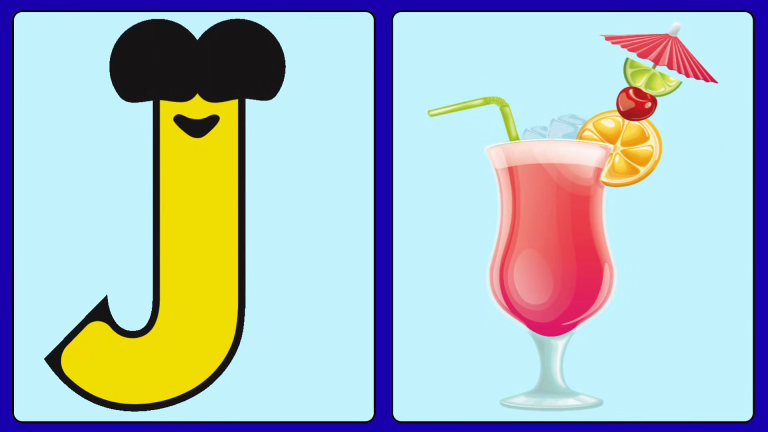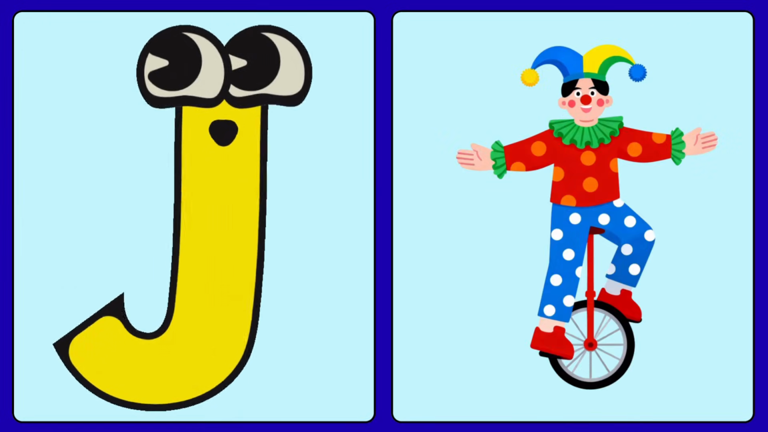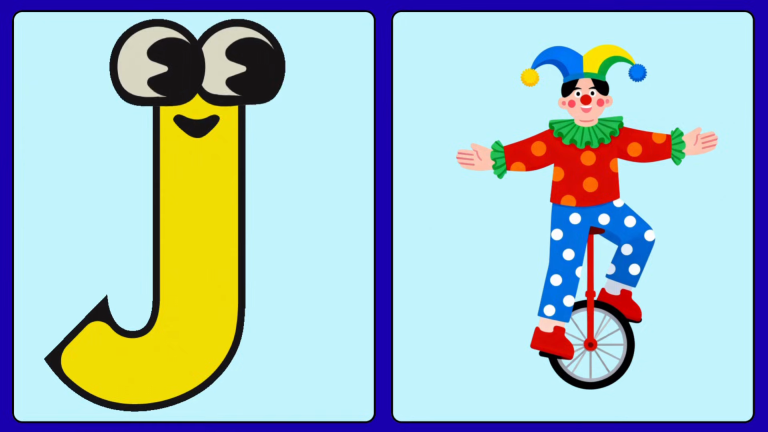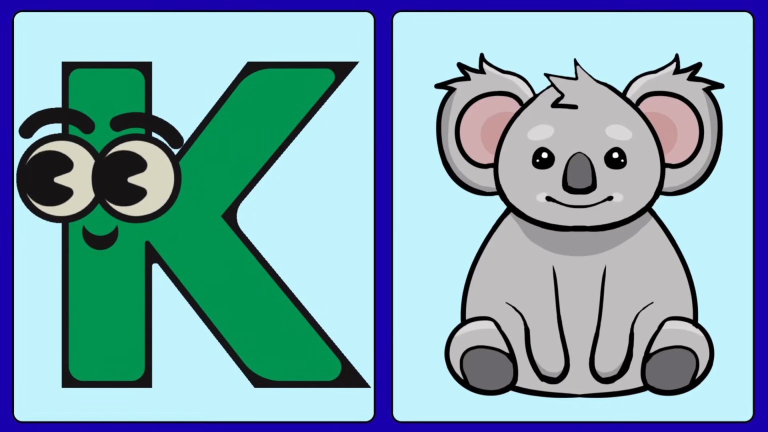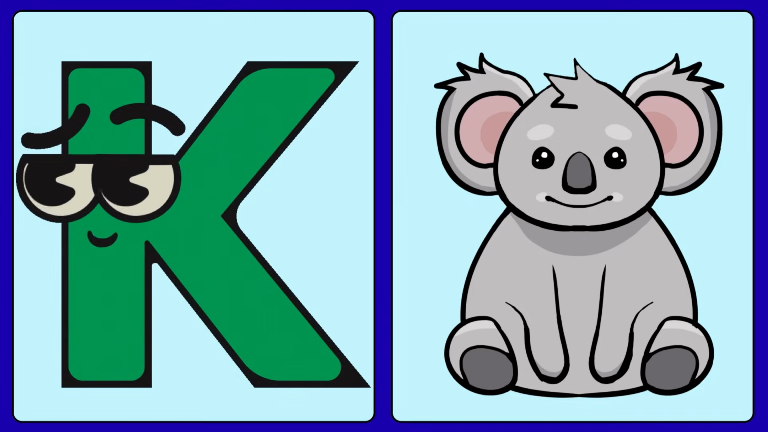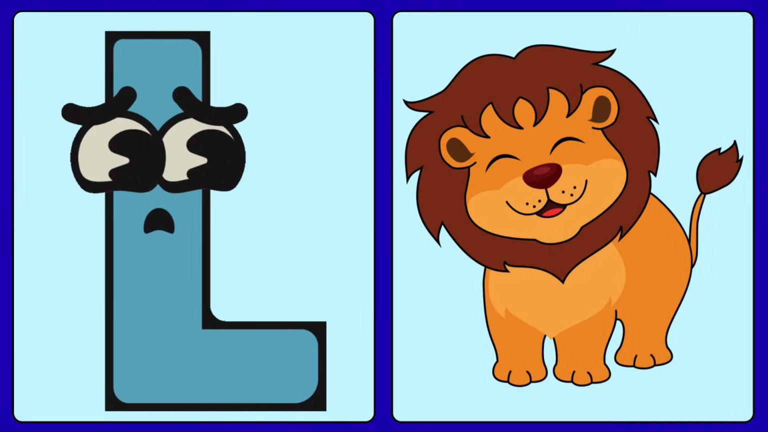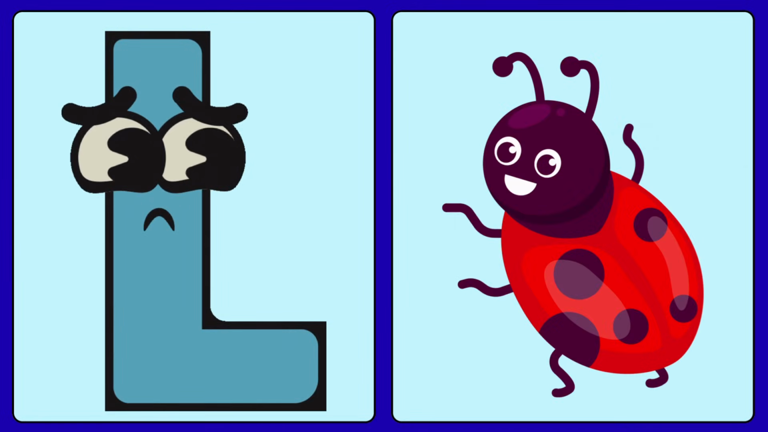J for juice. J for joker. K for kite. K for koala. L for lion. L for ladybug.